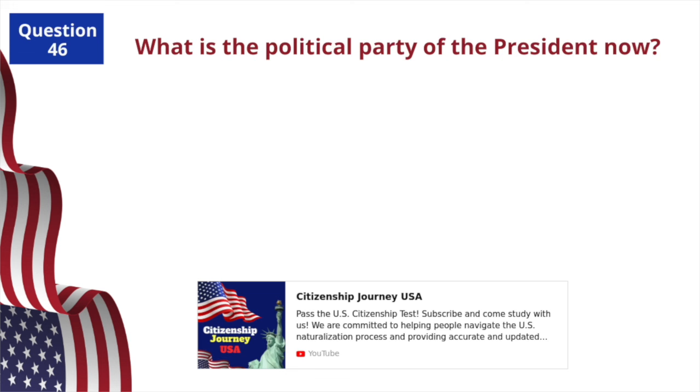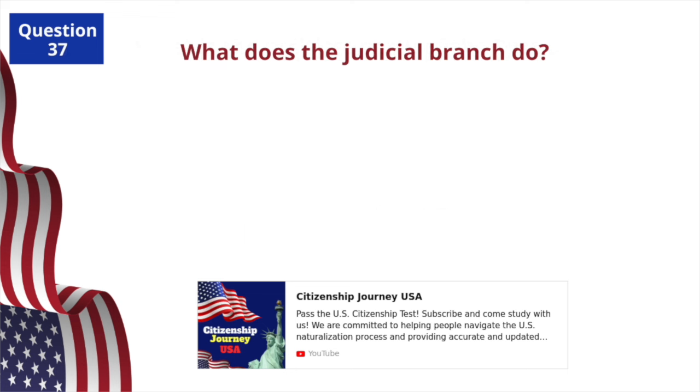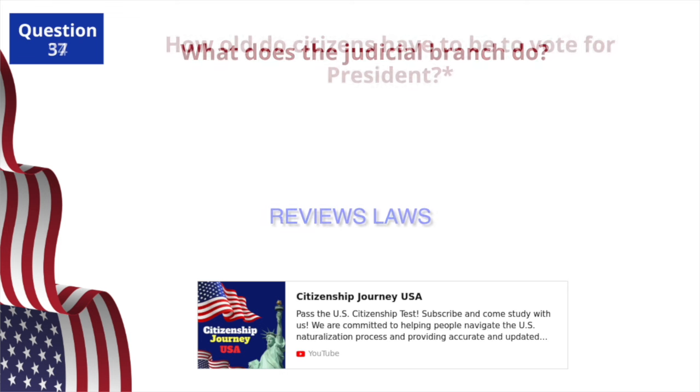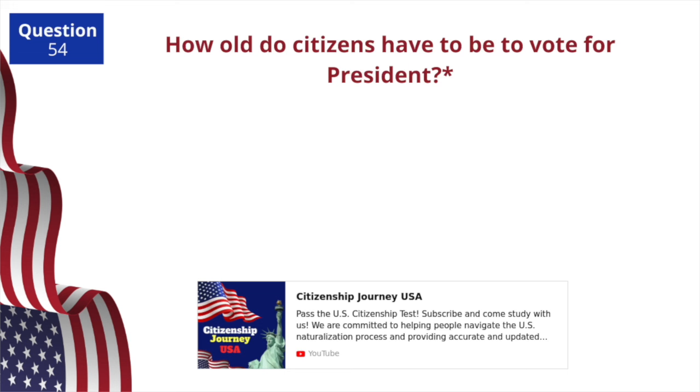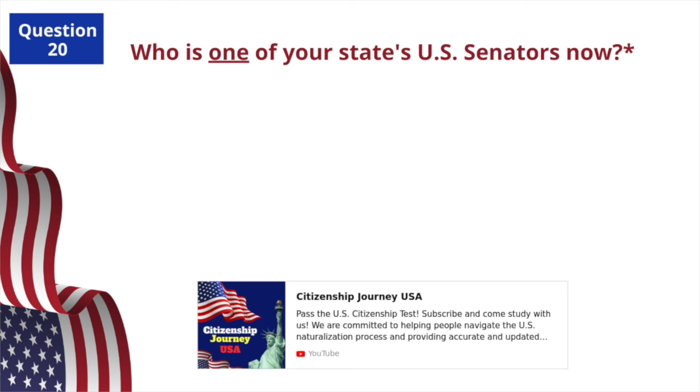What is the political party of the President now? Democratic Party. What does the judicial branch do? Reviews laws. How old do citizens have to be to vote for president? 18 and older. Who is one of your state's U.S. senators now?